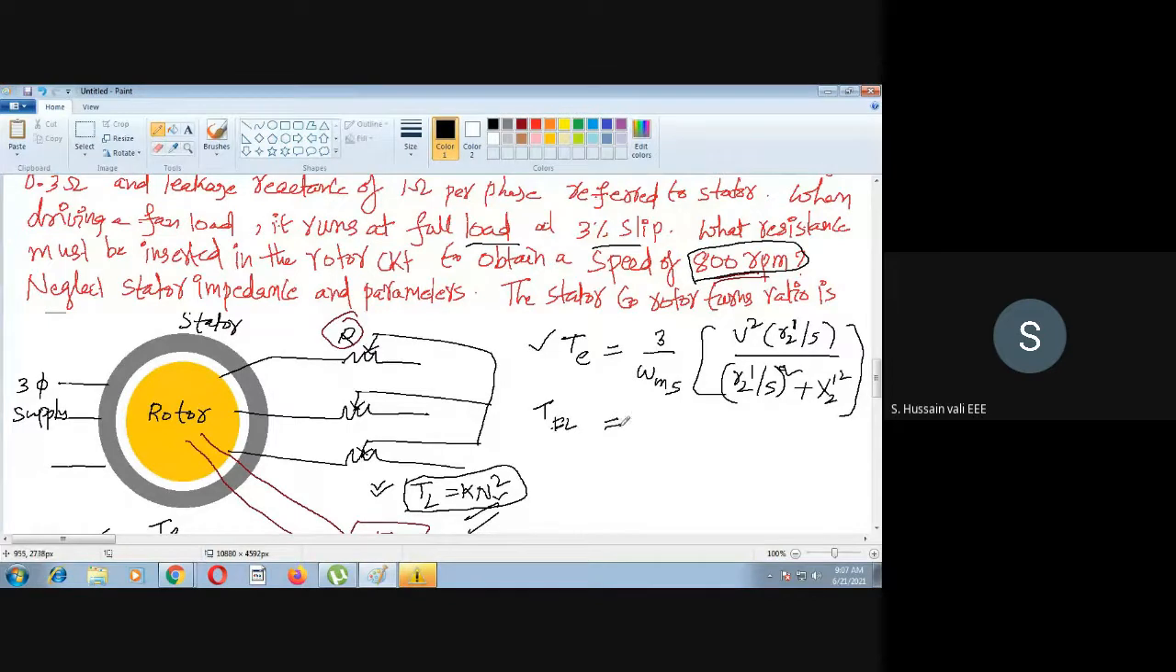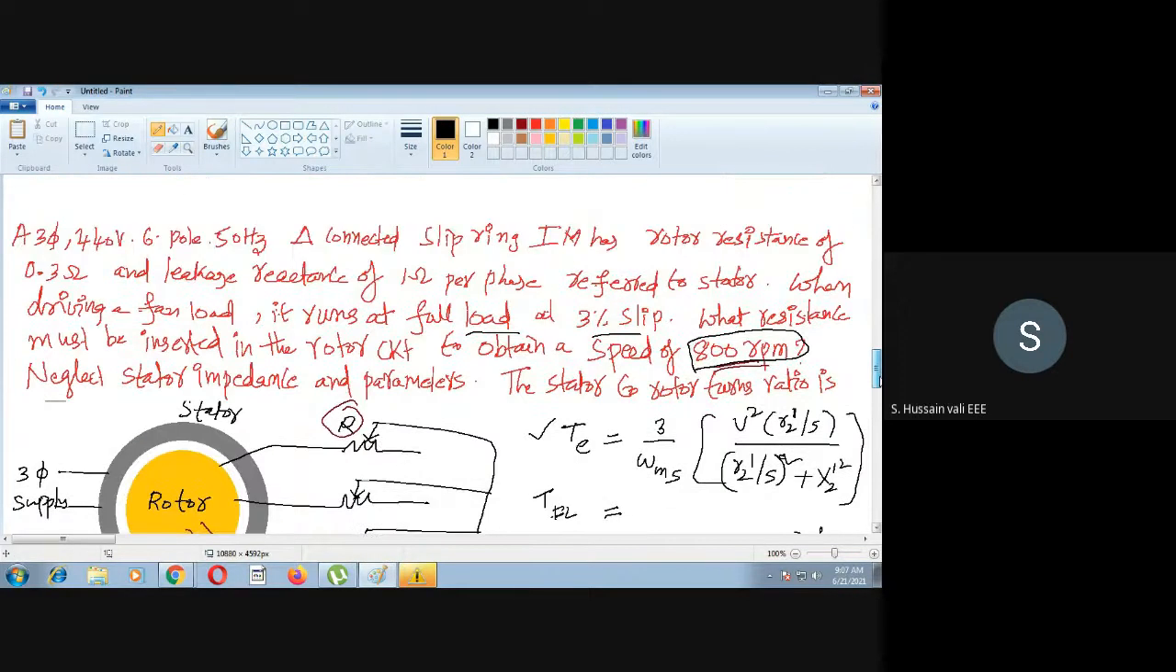Now, what are the unknowns here? I will write here omega ms, the synchronous speed. How do you find out the synchronous speed? I hope you know that omega ms is equal to 2 pi ns by 60. What is ns? Ns is equal to 120 f by p. In the problem, he has given the frequency and the number of poles. Everything he has given.